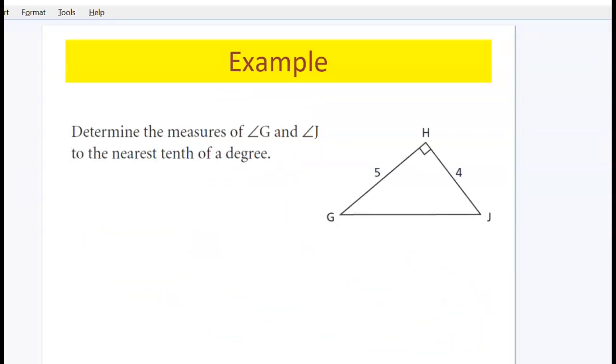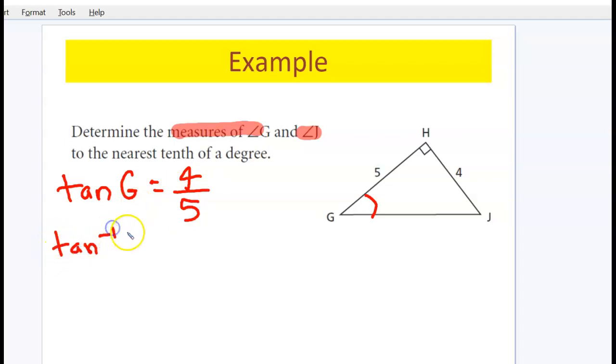So notice the wording in this question. We're not just looking for the tan ratio, we're looking for the measures of angle G and angle J. So to find the measure of angle G, I'm going to start with angle G. And again, I have to start with the tan ratio for G. So tan of G is going to be opposite 4 over 5. And now to get angle G by itself, I must take the tan inverse of both sides.